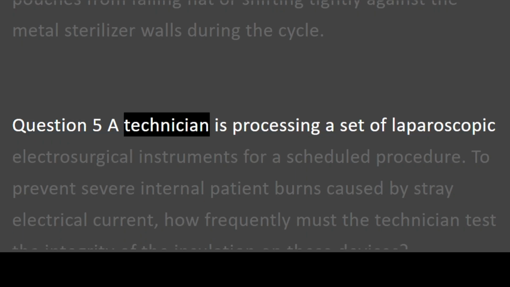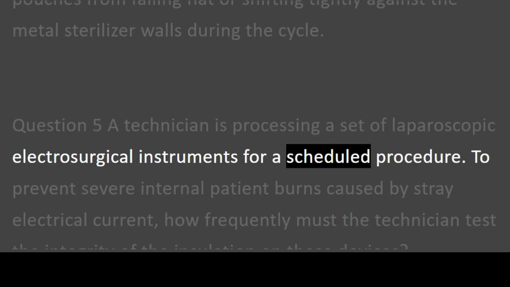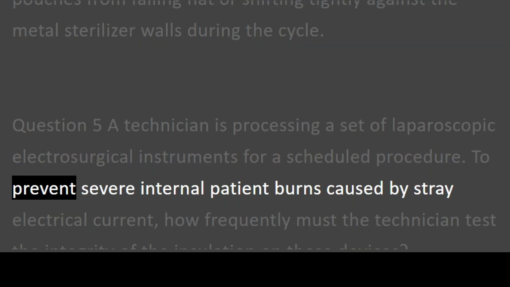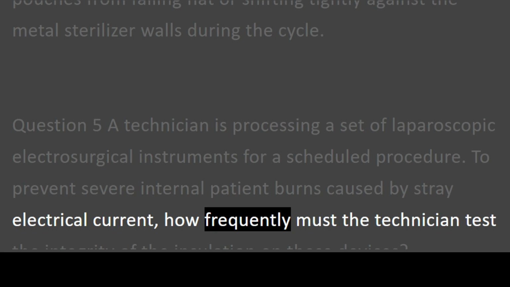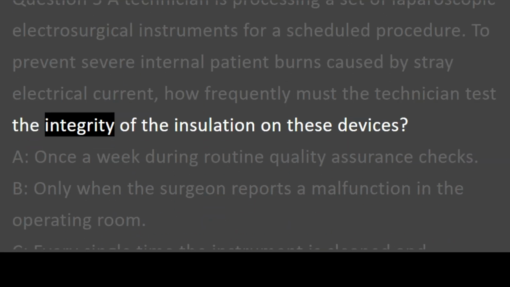Question 5. A technician is processing a set of laparoscopic electrosurgical instruments for a scheduled procedure. To prevent severe internal patient burns caused by stray electrical current, how frequently must the technician test the integrity of the insulation on these devices?